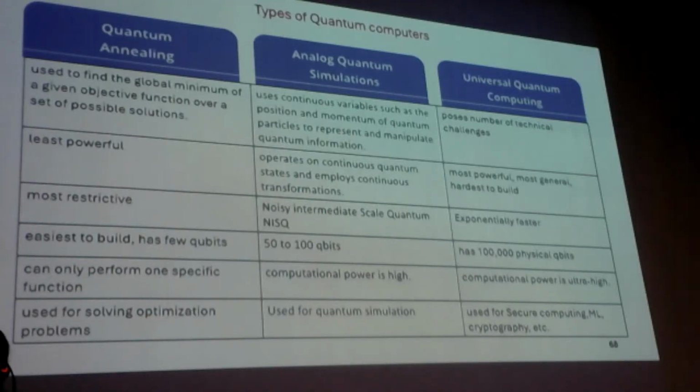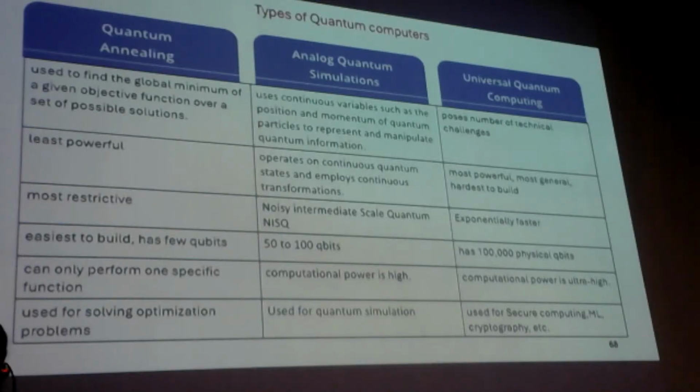Then analog quantum simulations are the general one. NISQ, you must have heard about it. Noisy intermediate scale quantum computer. It uses continuous variables like position and momentum to represent and manipulate information, operates on quantum states and employs continuous transformations. It has about 50 to 100 qubits. The computational power is high and is used for simulations, majorly in chemistry and material science.